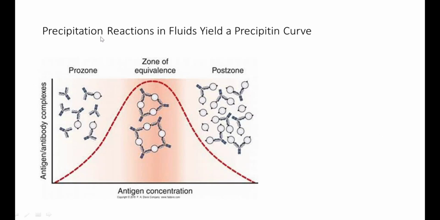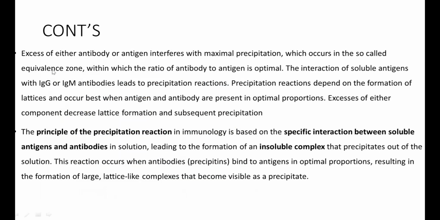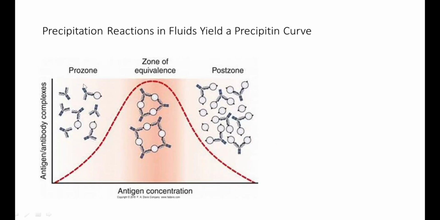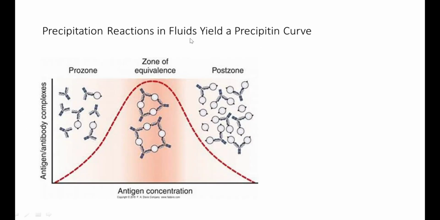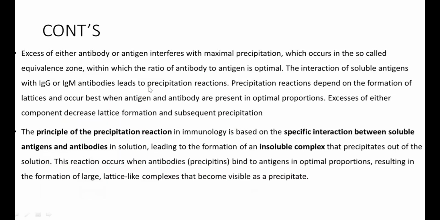Here the precipitation reaction in fluid yields a precipitating curve. Here there is the prozone, the zone of equivalence, and the postzone. Let's discuss the explanation of this graph. The excess of either antibody or antigen interferes with the maximal precipitation. That means that when there is high antibody or high antigen, it can interfere with the precipitation, which takes place in the zone of equivalence, where the antibody and the antigen are optimum.